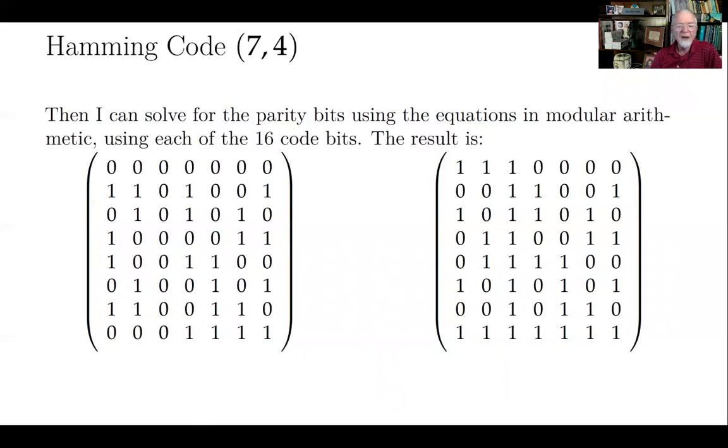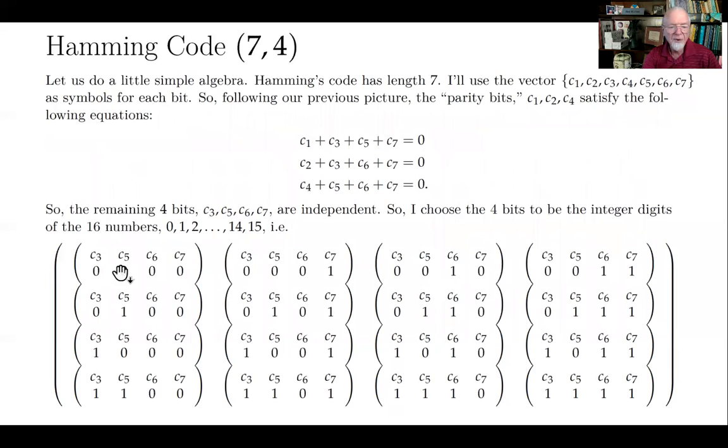So if you solve the parity bits using the equations, you do it over and over again: choose one of the codes and put the code in those three equations. So if you choose 0, 0, 0, 0 and put it in here, everything but C1, C2, C4 is going to be 0. So those will all go away. That means that the three parity bits, C1, C2, C4, will be 0, 0, 0.